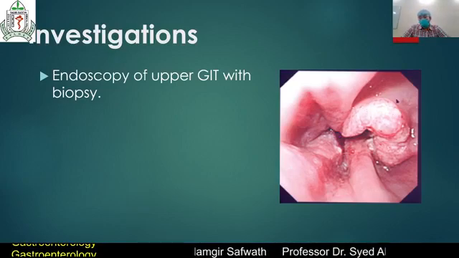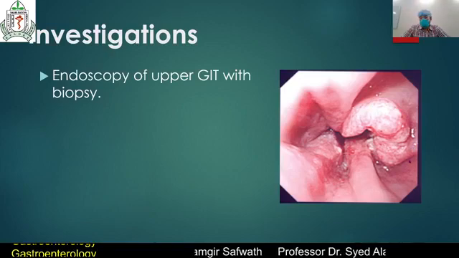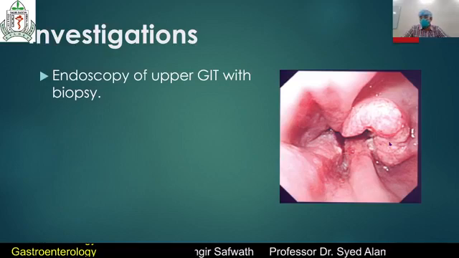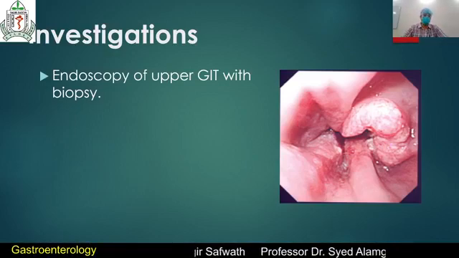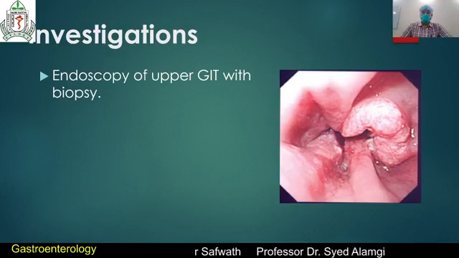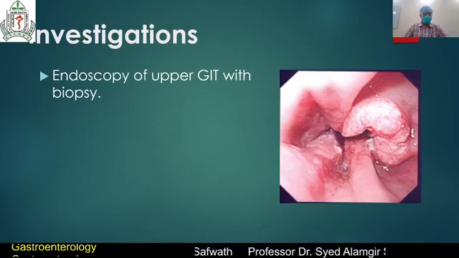This is a picture of carcinoma esophagus, and we take biopsy during endoscopy in such cases for histopathological confirmation. So this is the investigation of choice for the diagnosis of carcinoma esophagus.